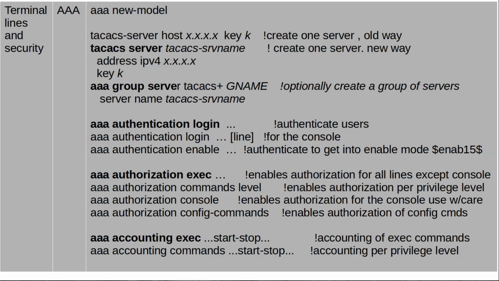In order to configure AAA in your device, enter the command aaa new-model, then add your servers. You can add TACACS+ servers or RADIUS servers. It is recommended that you use TACACS+ servers. You can optionally create a group of TACACS servers. In order to enable authentication, use the command aaa authentication. In order to enable authorization, use the command aaa authorization. And in order to enable accounting, use the command aaa accounting.